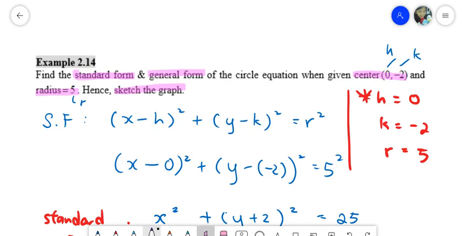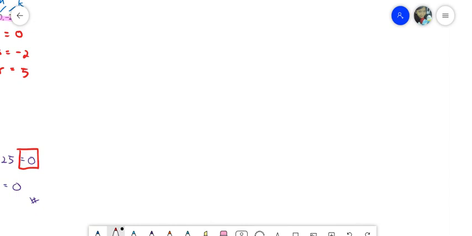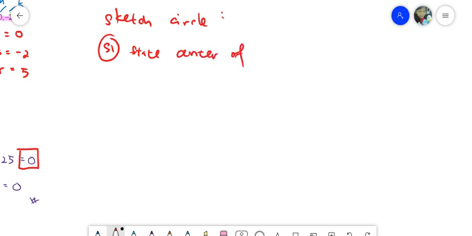Okay, next question wants you to sketch, right? You need to sketch the graph. So how to sketch? To sketch a circle, you have a few things that you need to highlight. First of all, you need to state the center of the circle. That is your (h, k). So at this question it will be (0, -2), right?